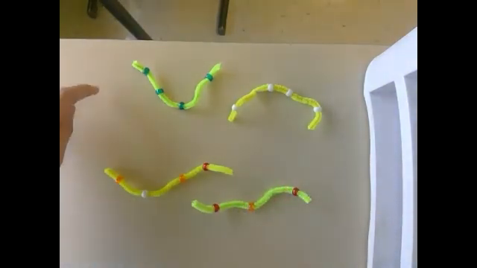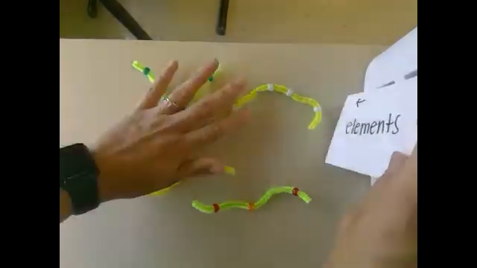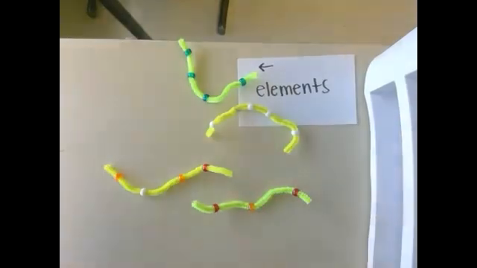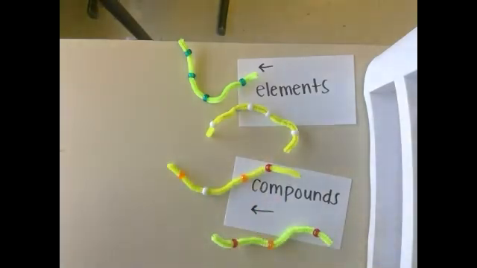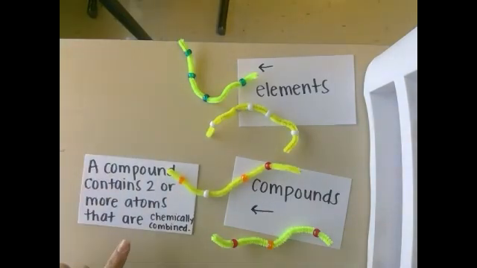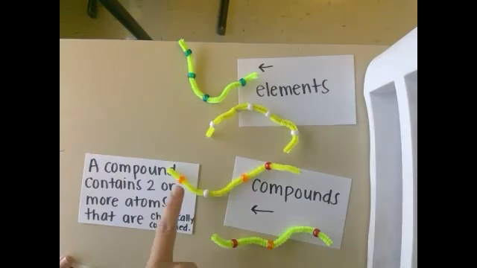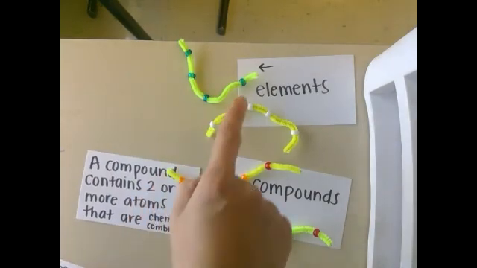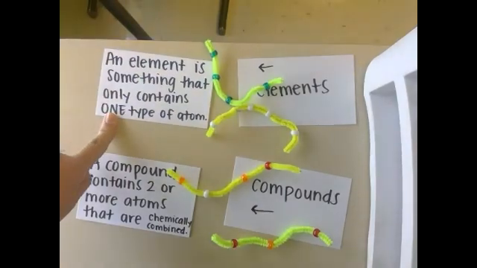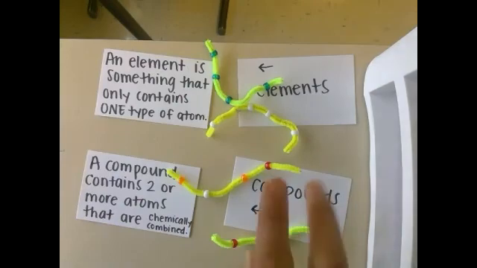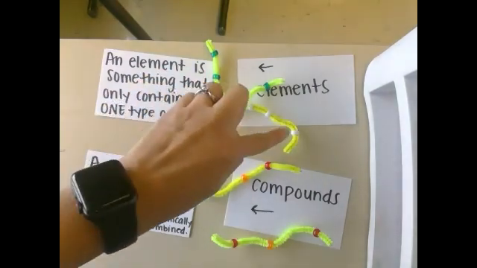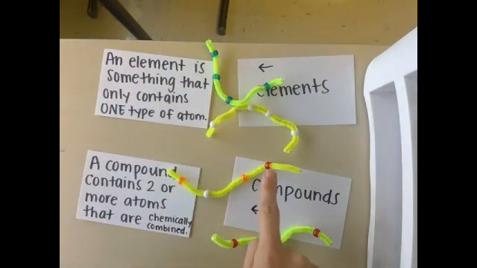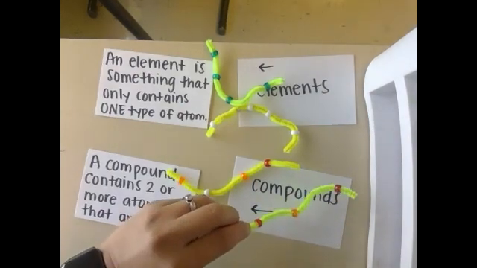So based on this, my top ones are all of my elements. These two elements. However, my bottom ones are considered compounds. A compound contains two or more atoms that are chemically combined. So these compounds have two or more atoms, whereas my elements have only one type of atom. So our colors are what we're basing the type of atom that there are. All of these atoms are the same color. All of these atoms are the same color, whereas down here, my compounds have multiple different colors in one thing.